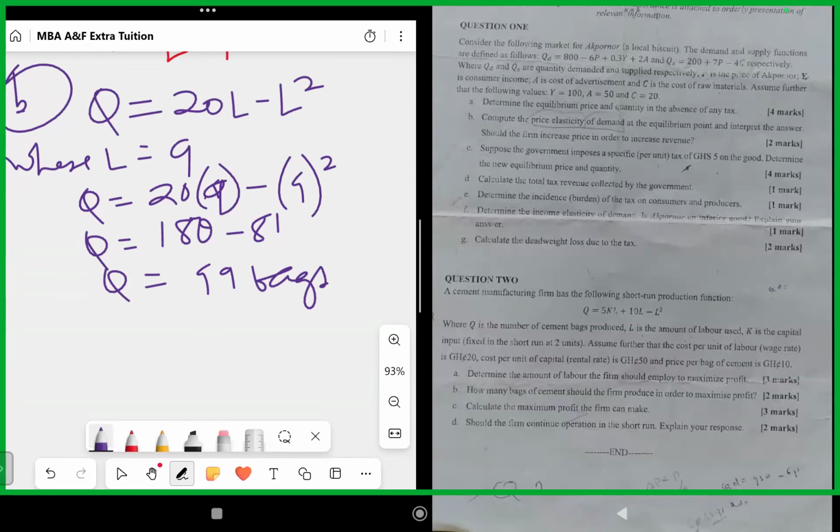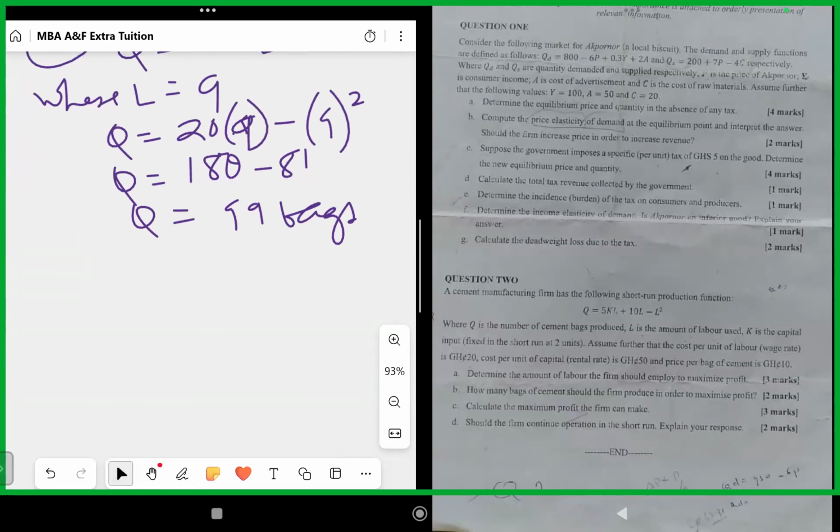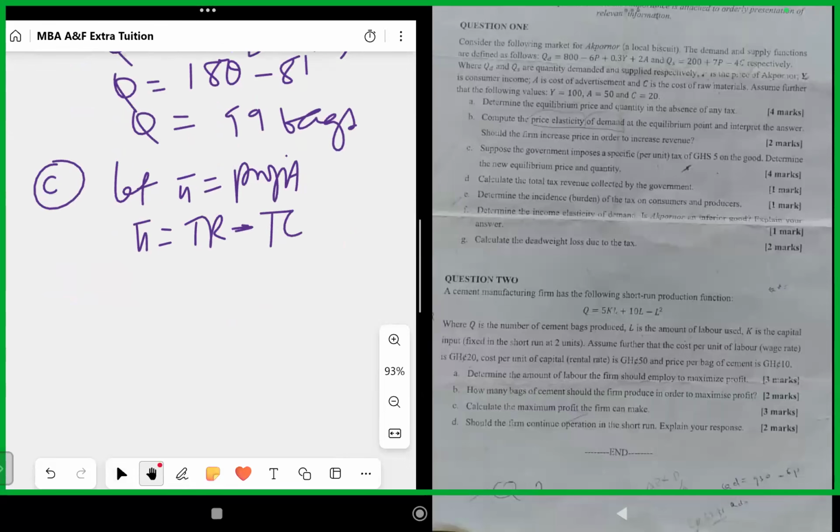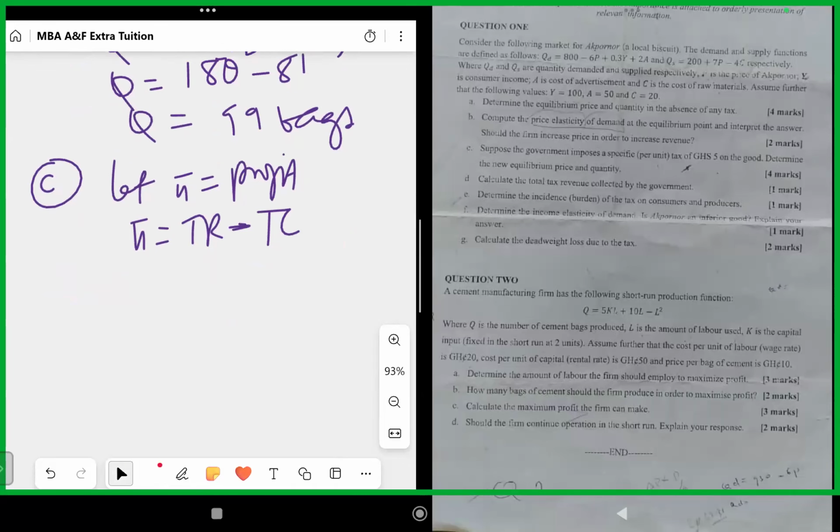So let's go to C. Now it says calculate the maximum profit the firm can make. So ordinarily, let pi equal profits. So the formula for profit is equal to what? Total revenue minus total cost, right? So we'll first solve for total revenue, because they didn't give us any value for total revenue.